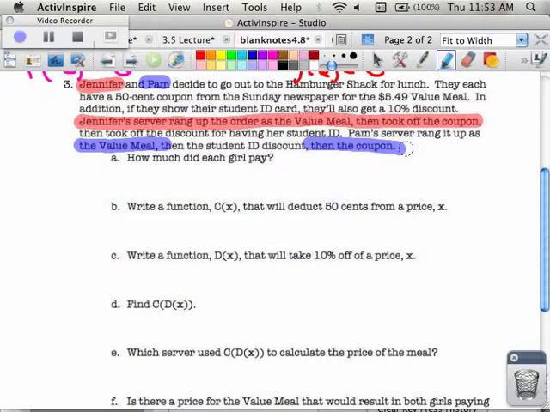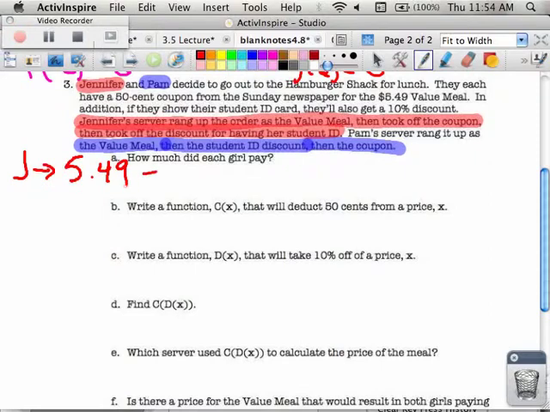Oh no, sorry. I forgot to say that Jennifer took off the discount for the student ID second. So the coupon was last in the blue, but first in the red. Okay, so let's look at how much each girl paid. Let's look at Jennifer first. So for Jennifer, she started out with $5.49. And what did she take off first? 10%?